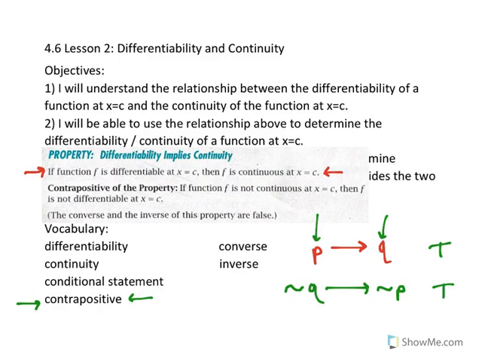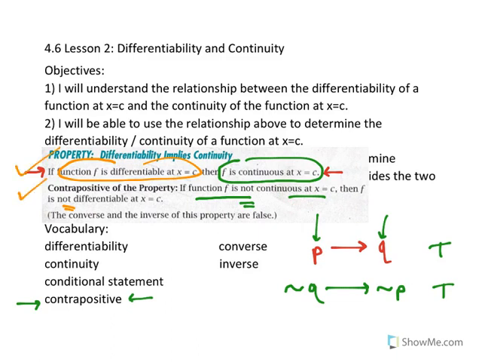So the contrapositive of this conditional statement would be the negation of the conclusion. So we write, if the function f is not continuous at x equals c, then this implies the negation of the hypothesis. Then the function f is not differentiable at x equals c. So these are true statements. The converse and the inverse of this property are false.